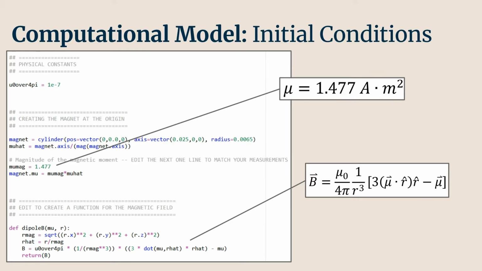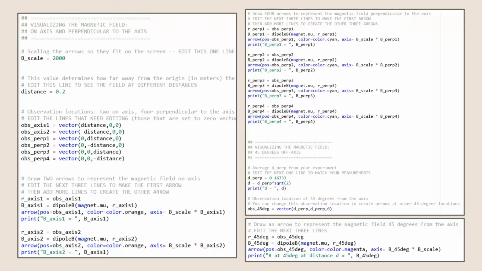So in our computational model, here are the initial conditions that we've set in our code. The magnet is represented by a cylinder at the origin, and I edited mu mag with the value we calculated from the first part of the experiment, which was mu equals 1.477. With those variables set, we can create a function for the magnetic field where we applied the equation that was introduced in the principles slide, and this function allows us to find the magnetic field at any point relative to the position of the magnet.